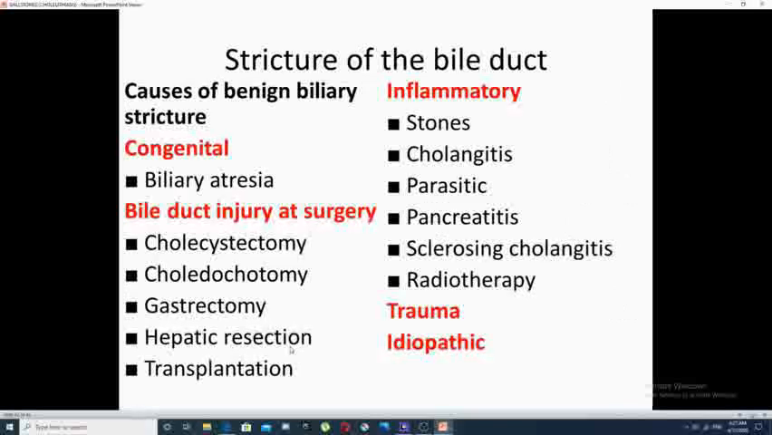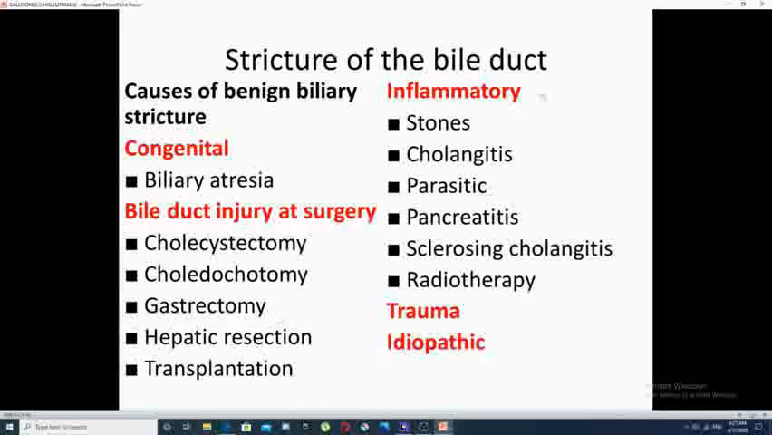Another entity is stricture of the bile duct. This arrangement can show us the causes of benign biliary stricture. First, congenital causes like biliary atresia. Second, bile duct injury at surgery, as in cholecystectomy, choledochotomy, gastrectomy, hepatic resection, or transplantation.